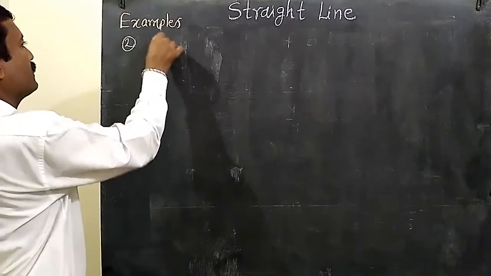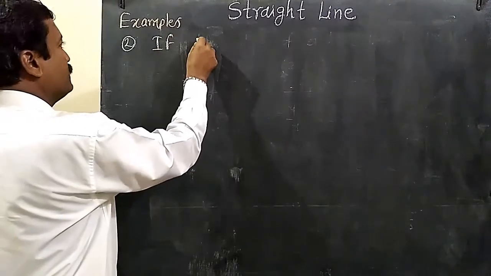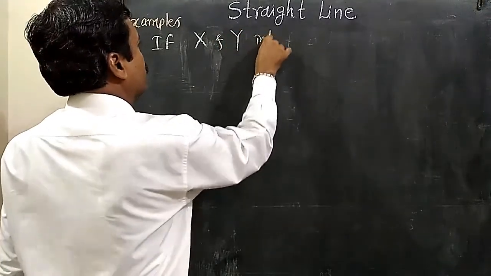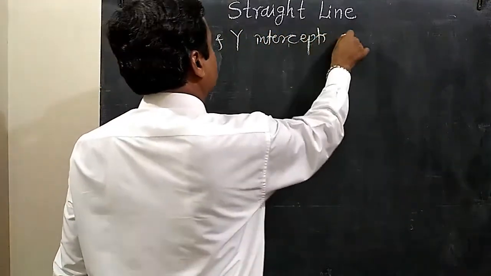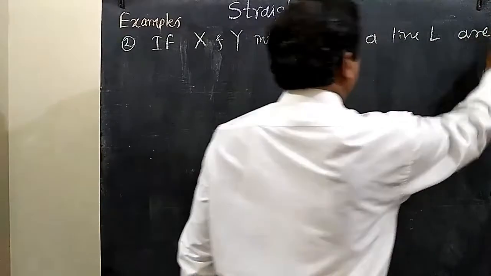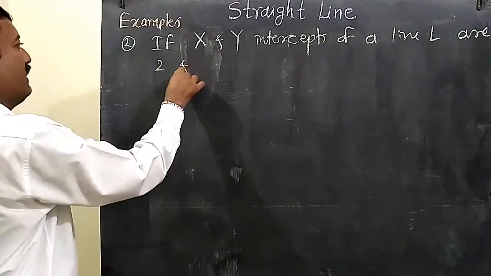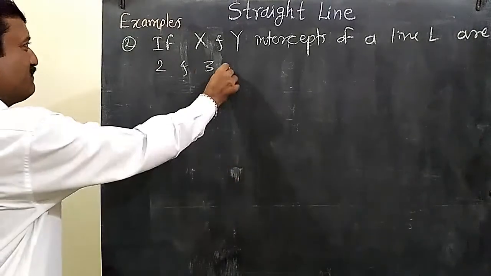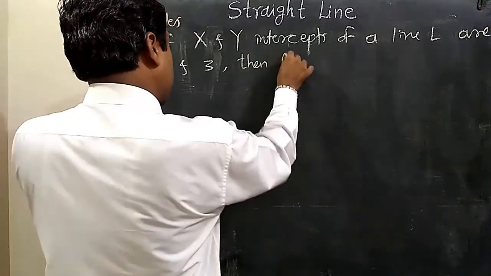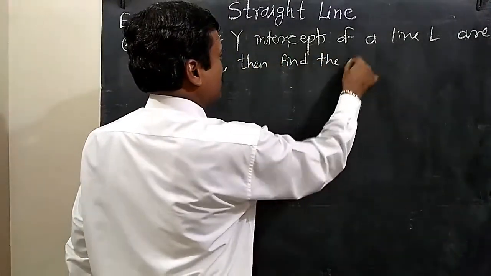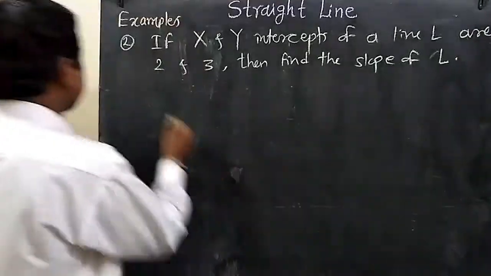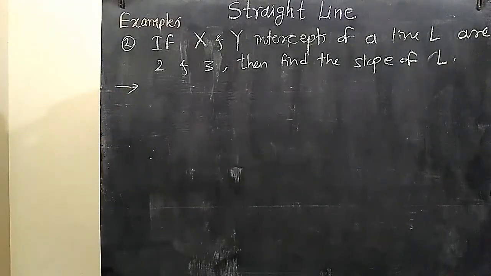Example number 2. If the x and y intercepts of a line L are 2 and 3 given, then find the slope of line L. Let us see how to find the slope of this line L.